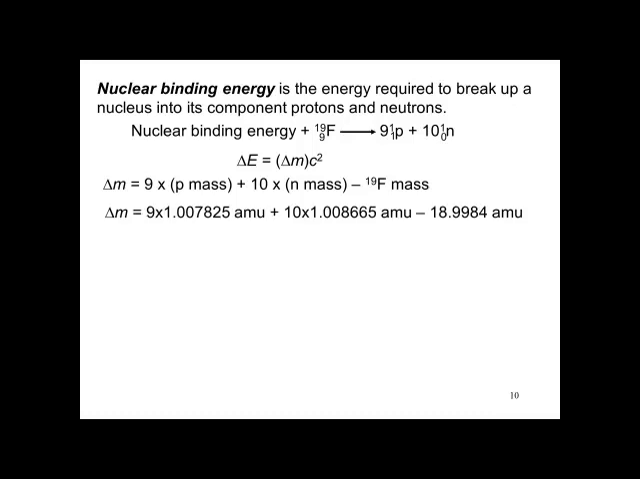So if we have fluorine-19, there's a certain amount of binding energy holding that nucleus together. We're going to calculate what it would take to break it into 9 protons and 10 neutrons. Delta E equals delta M times c squared. Delta M is 9 times the proton mass plus 10 times the neutron mass minus the mass of the isotope fluorine-19. To do these calculations, you need a table of isotopic masses, not the periodic table. Here are the values.